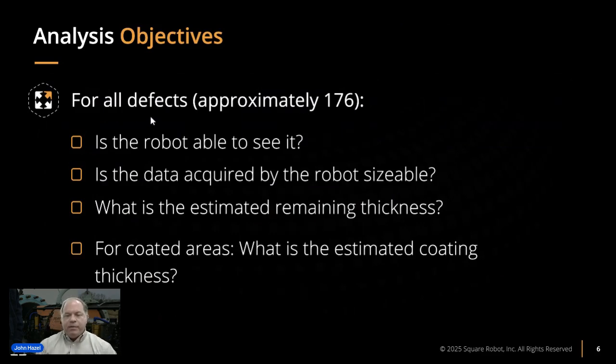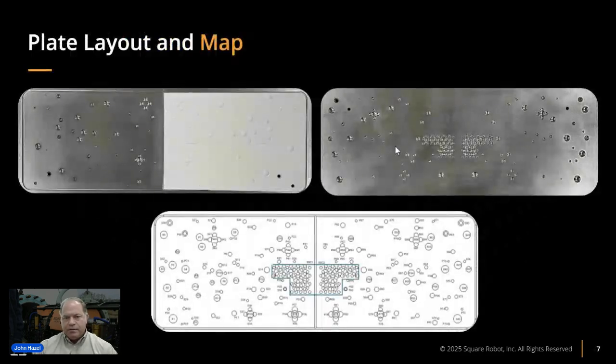So the criteria that we used for this, we really wanted to know, can the robot see it? Could we measure it once we did see it? And what is the estimated remaining thickness? And for coated areas, which we did have a couple of areas that were coated, and we'll go over the plate here in a minute, what's the remaining thickness of the discontinuity? And what is the coating thickness over that discontinuity? So that was our 4 objectives when we started.